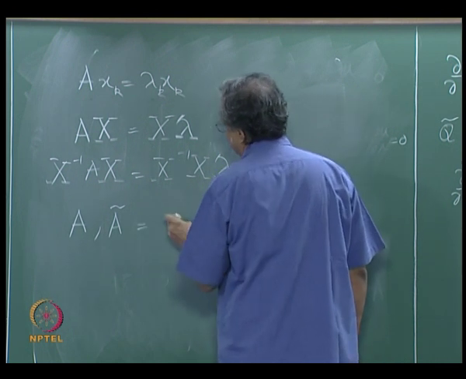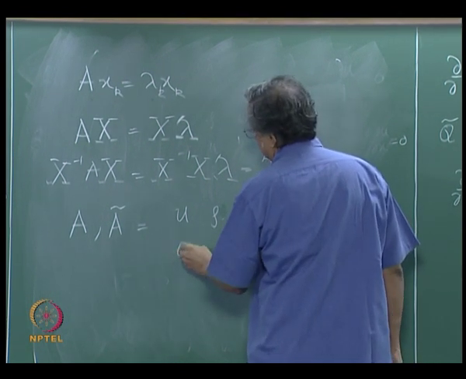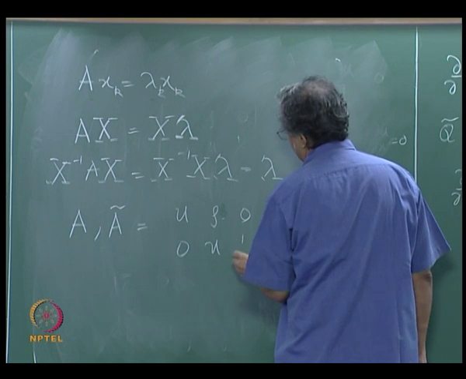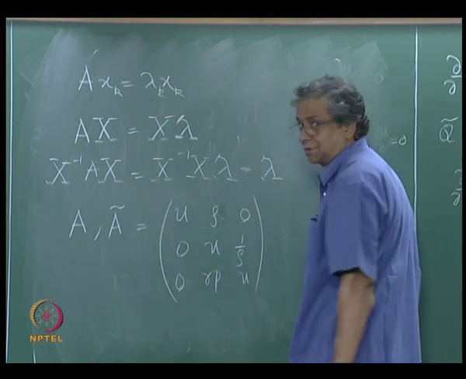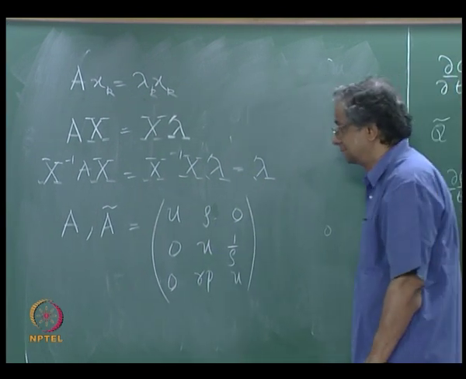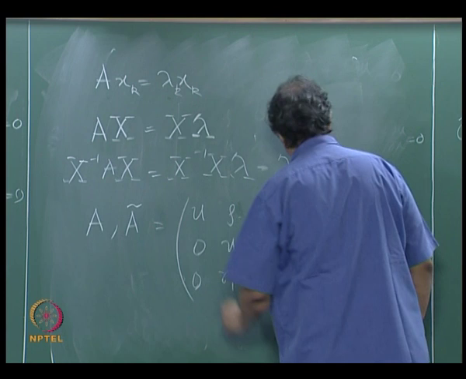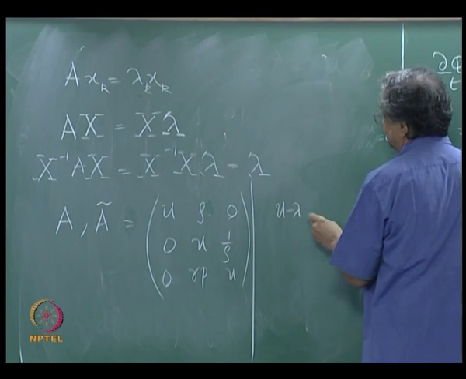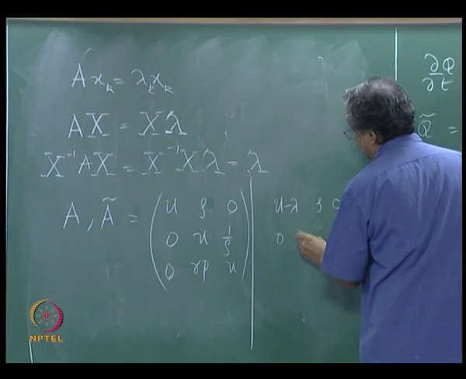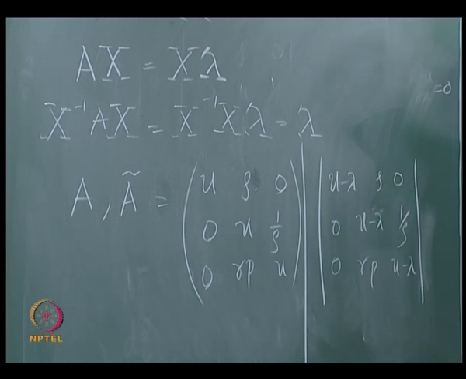What is A tilde? U, rho 0, 0; U, 1 by rho 0; gamma p, u. That's what it is. Okay. So I will cheat, I will do that. So we want the determinant of u minus lambda, rho 0, 0; u minus lambda, 1 by rho 0; gamma p, u minus lambda. I want the determinant of that. That is relatively easy.